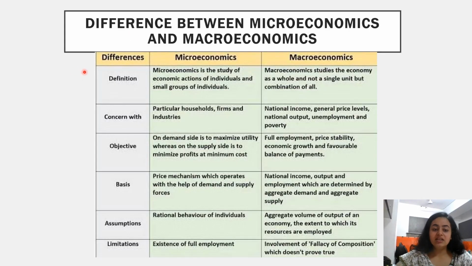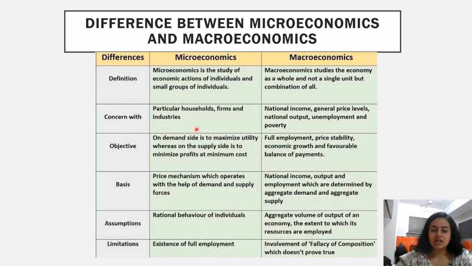Now let's look at the key differences between microeconomics and macroeconomics. Microeconomics is the study of economic actions of individuals and small groups of individuals. So singular units. Macroeconomics takes the economy as a whole and not as a single unit. So it is studying the single units in combination with each other. Microeconomics is concerned with particular households, firms and industries, whereas macroeconomics is concerned with national income, general price level, national output, unemployment and poverty.